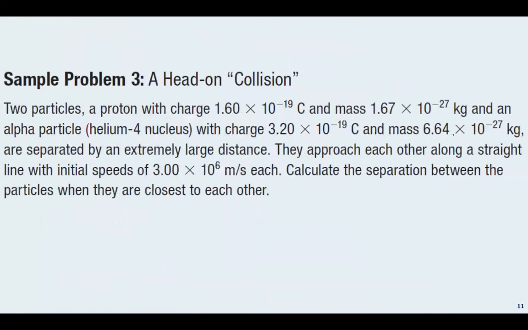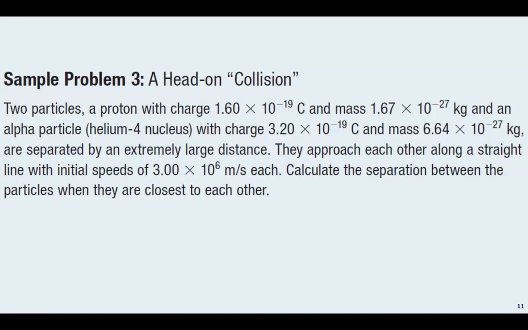Okay, then let's have a look at another problem. So this time we consider a head-on collision. Two particles, a proton with charge 1.60 times 10 to the power of -19 coulombs and mass 1.67 times 10 to the power of -27 kilograms, and an alpha particle with charge 3.20 times 10 to the power of -19 coulombs and a mass of 6.64 times 10 to the power of -27 kilograms, are separated by an extremely large distance.